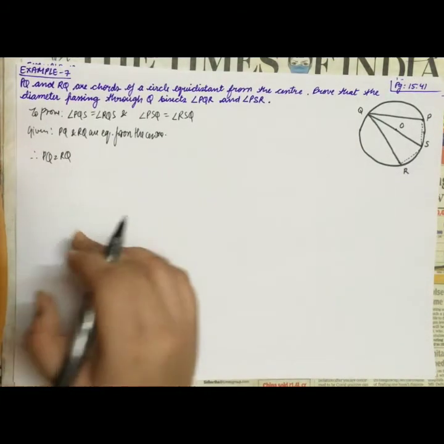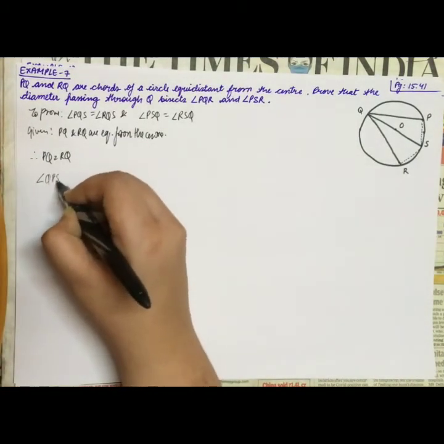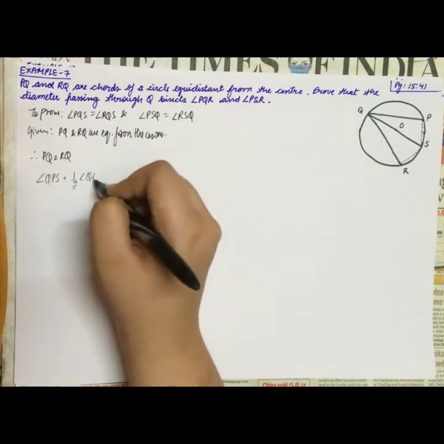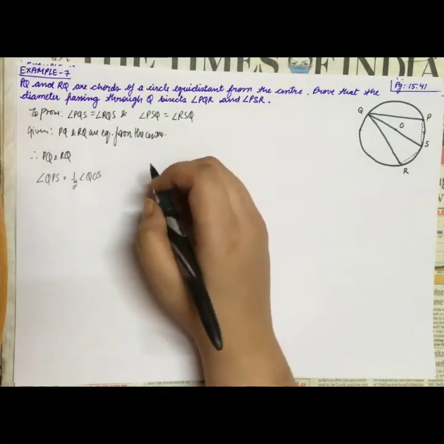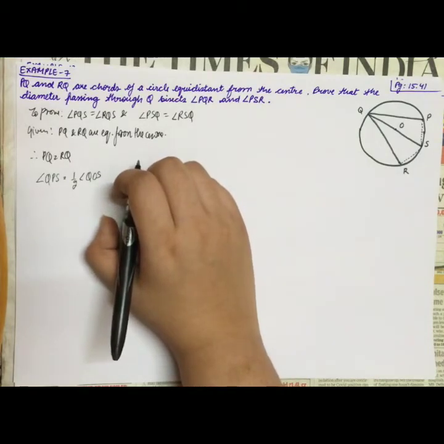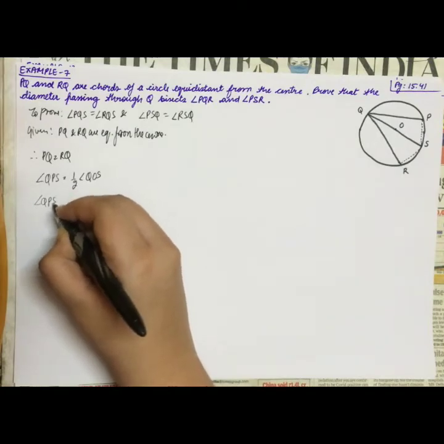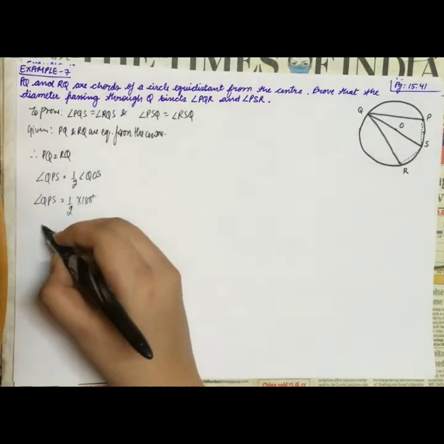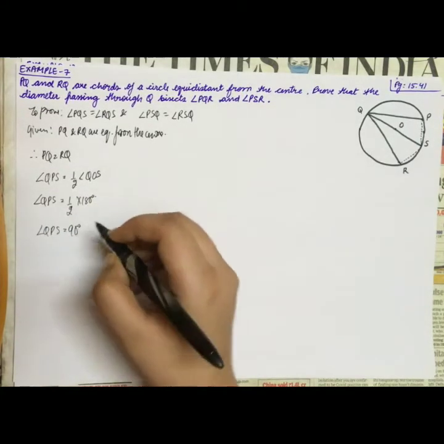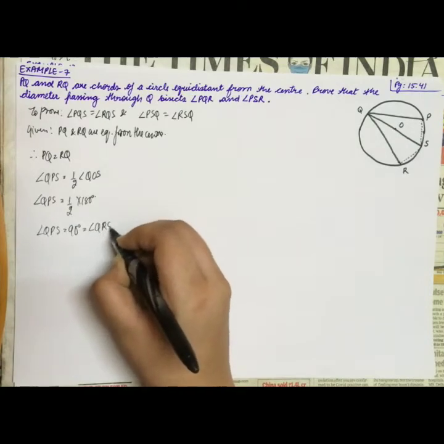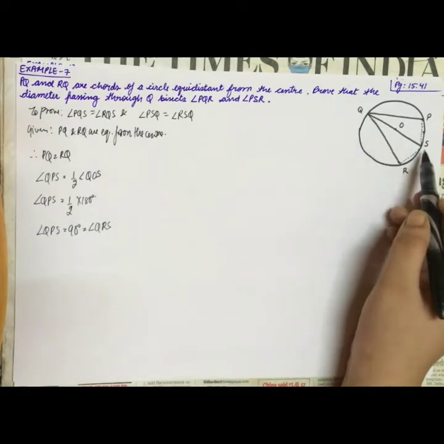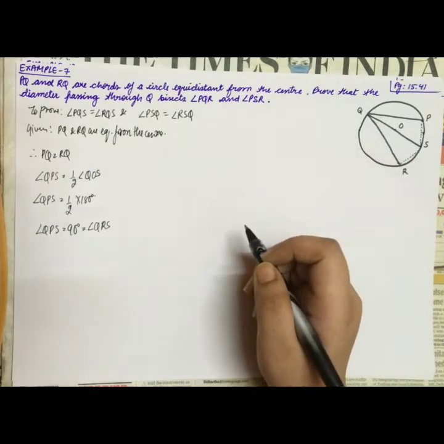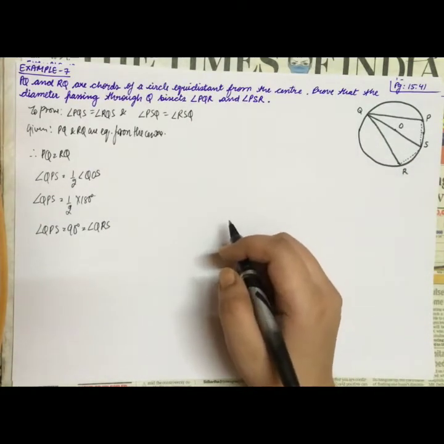Now angle QPS is equal to half of angle QOS. Why? Because the angle subtended by an arc at the center is double the angle subtended by it at any point of the circle. Therefore, angle QPS is equal to half of angle QOS, which is 180 degrees. Therefore, angle QPS is equal to 90 degrees and is equal to angle QRS, since it is also the angle subtended by an arc from this diameter.